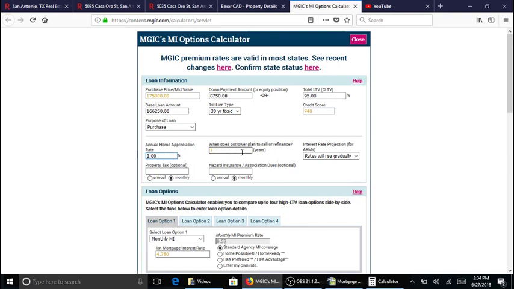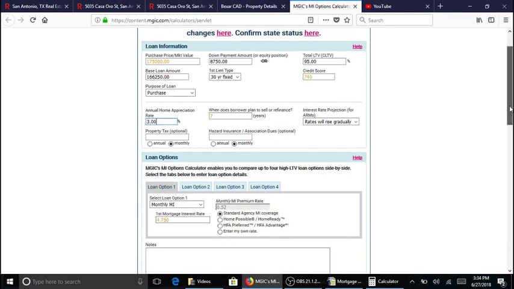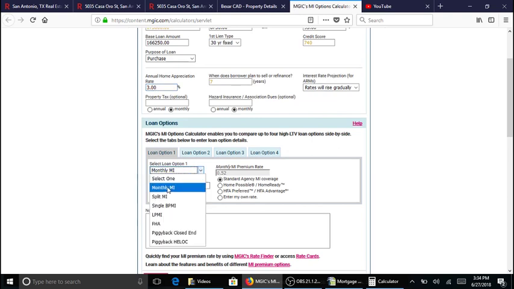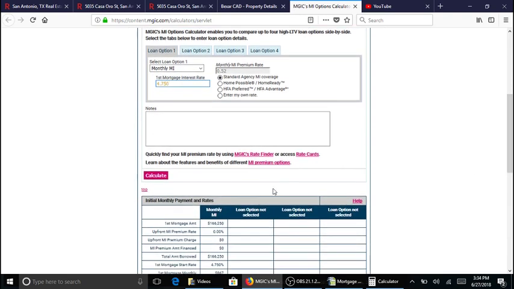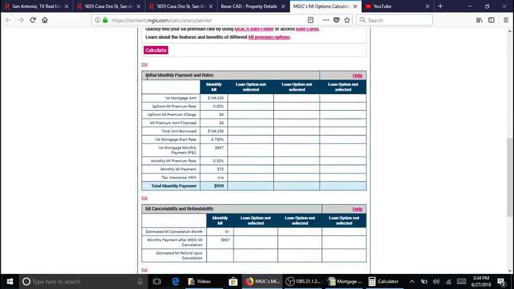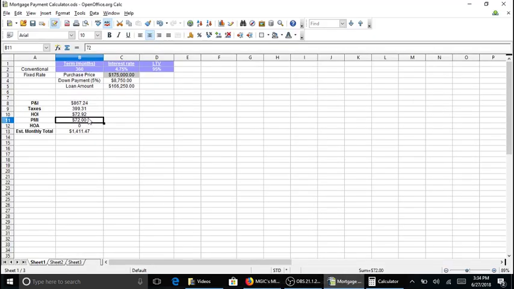When does the borrower plan to sell or refinance? I just put 7 years. Typically, a first-time home buyer is in their home anywhere from 5 to 7 years. And then down here, just click on monthly MI, the first one here. Type in what your mortgage rate is going to be, 4.75. You don't do anything here. And then scroll down a little bit and hit calculate. Once you click calculate, it'll populate this information right here for you. Really what we're looking at is the monthly MI payment, or monthly mortgage insurance payment, of $72 monthly. So now that we have that information, we can go back to the spreadsheet and type $72 in here.